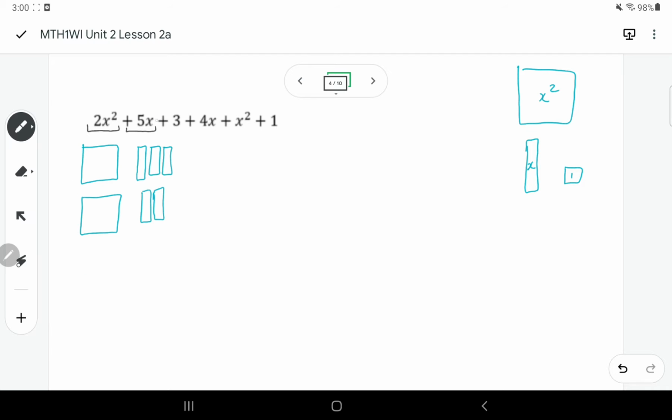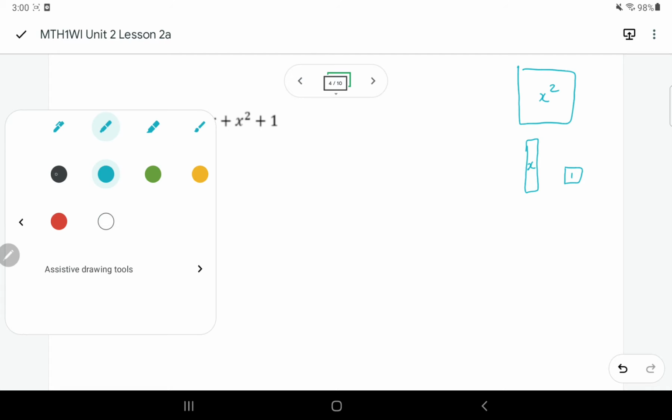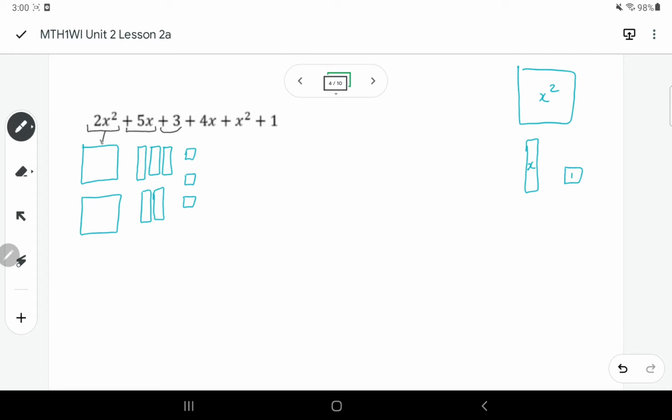And the next thing is that I have plus 3. Now 3 is just a number, and the only one of these shapes that has just a number is the little squares, and they count 1 each. So I'm going to draw 1, 2, 3 little squares for that plus 3. So here I've got my 2x squares, the 5 x's, and then the 3 1's.